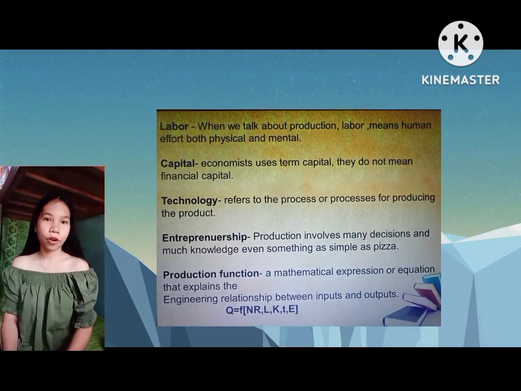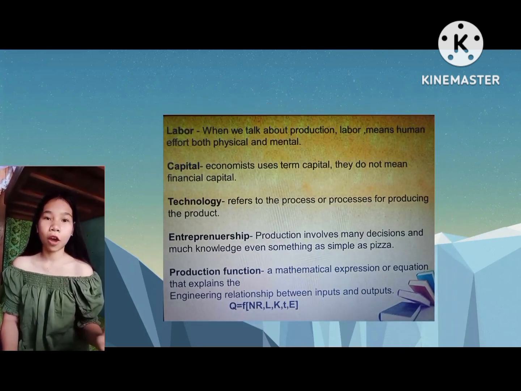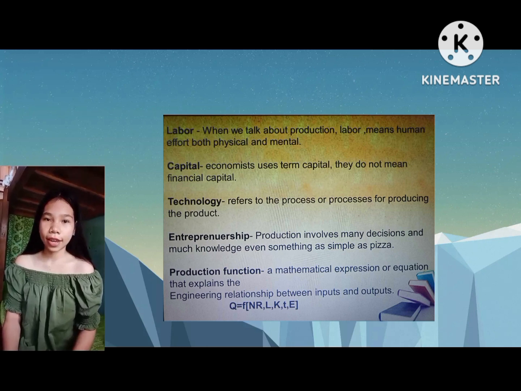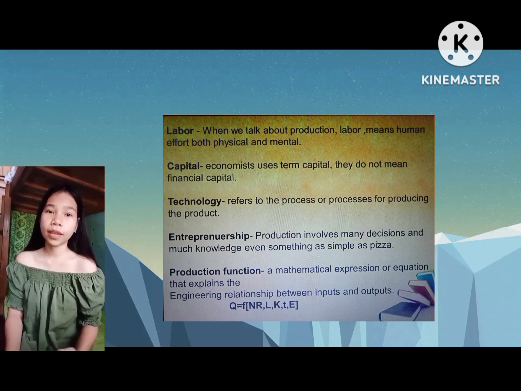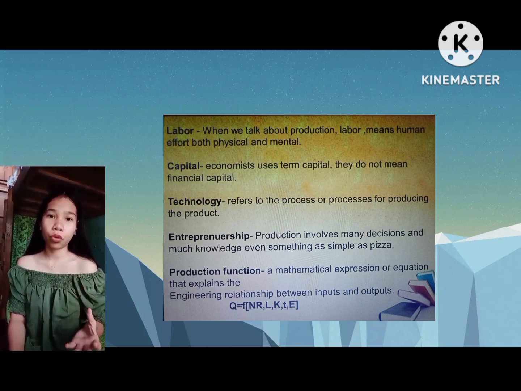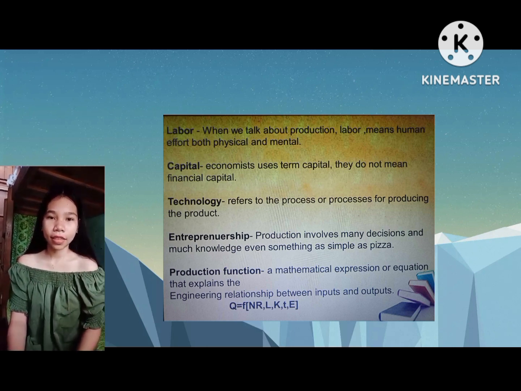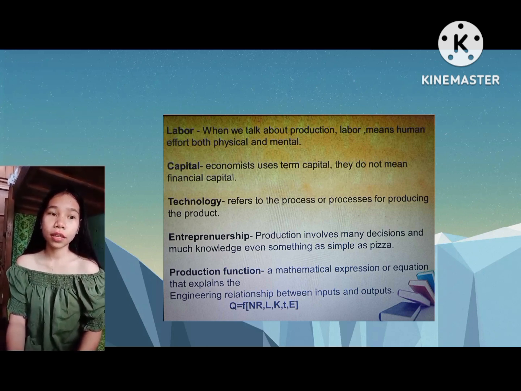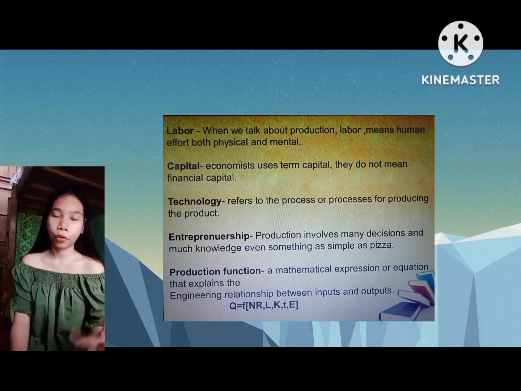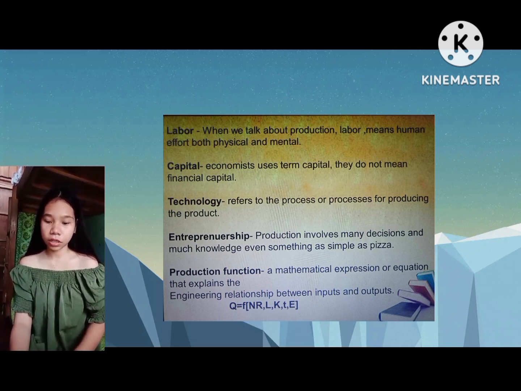Next is labor. So, labor is, ito yung mga tao na magtatrabaho sa iyong produkto na ginawa. And then, the next is capital. So, when we say capital, ito yung mga ibibili mo ng iyong mga gagawin na produkto or mga ingredients. And then, the next is technology. So when we say technology, like for example, technology machine, like mga gagawin mo rin ito sa pagluluto ng iyong produkto. Next is entrepreneurship. Production involves many decisions and more knowledge, same as for example in pizza.